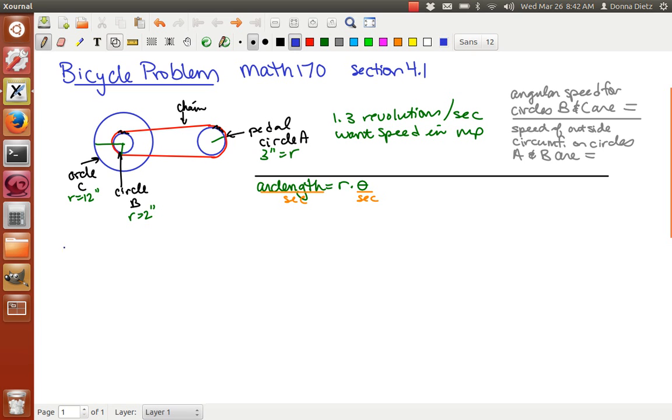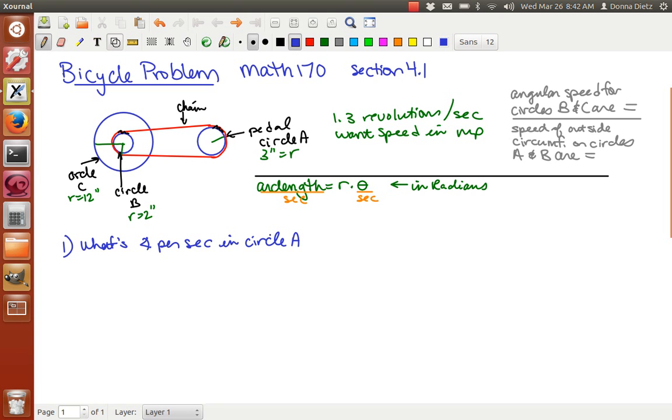Okay, so the first question we want to ask is, what's the angles per second in circle A? Okay, and remember, this formula has to be in radians only. Okay, you can do this whole problem in degrees, radians, or any units you like, but if we're going to just be consistent with the formulas in the book, it's cleaner to just go ahead and use radians.